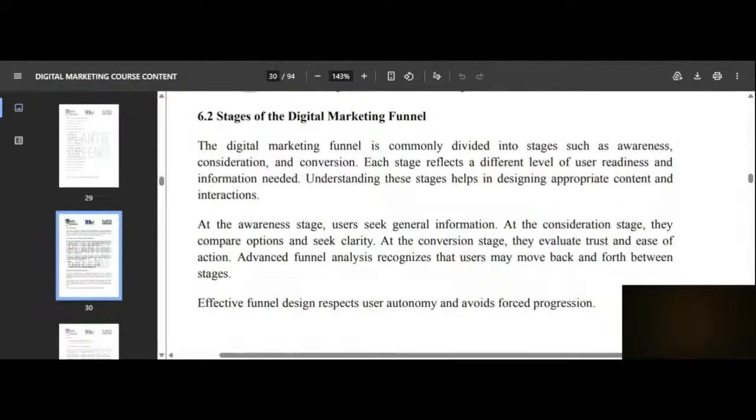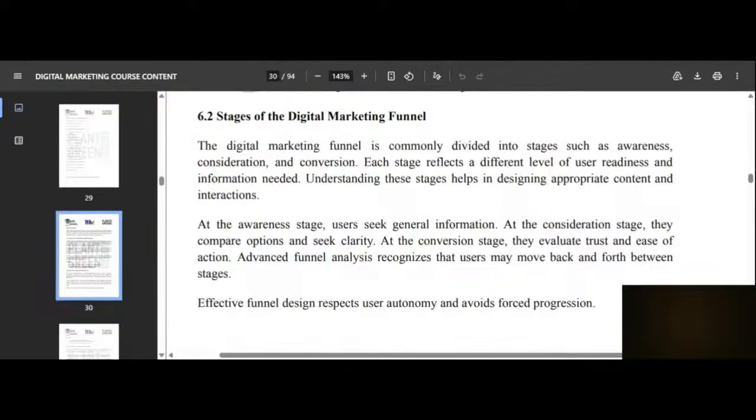Now, the third stage of the funnel, which is called the bottom of the funnel, the conversion stage, is the last stage of the funnel. What happens during this stage? The users are ready to decide. In this stage, they make the decision. They are ready to decide whether to buy a product or not to buy a product.